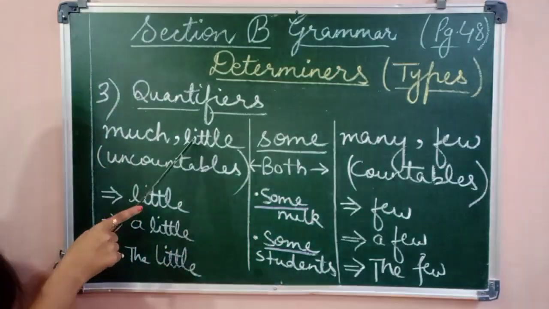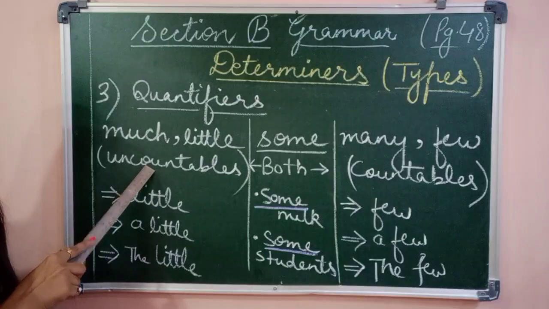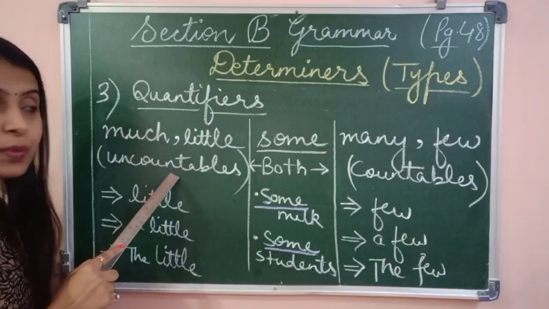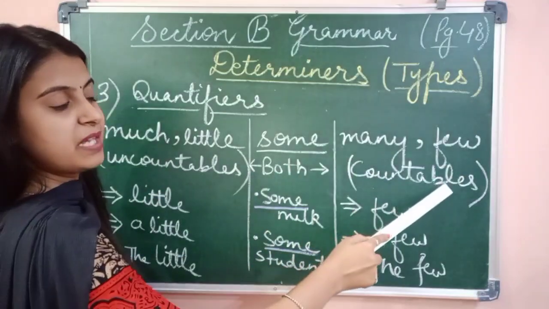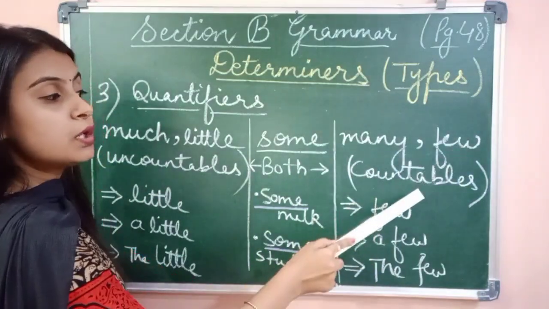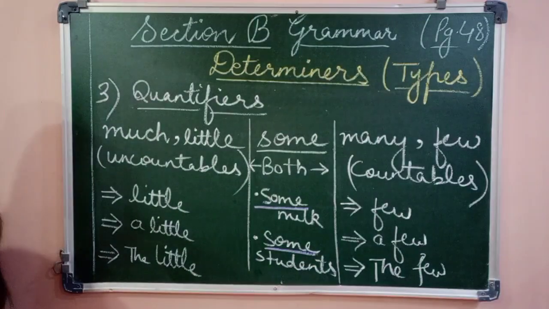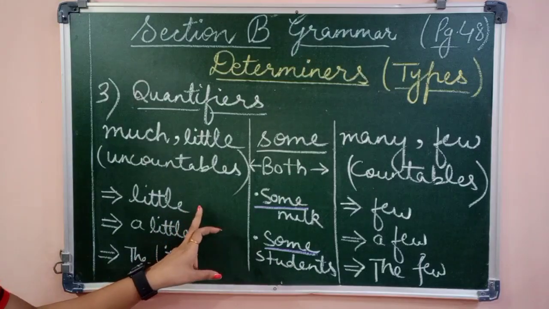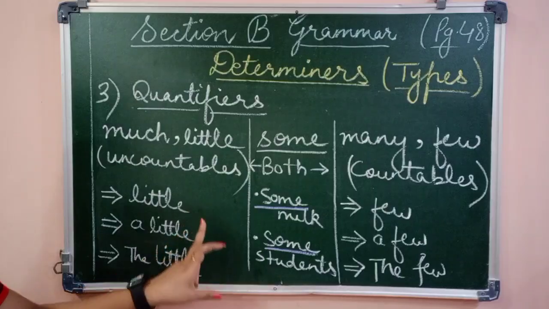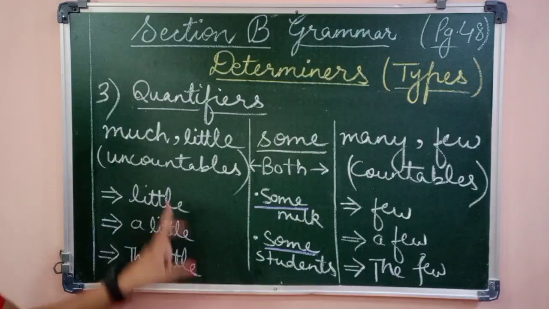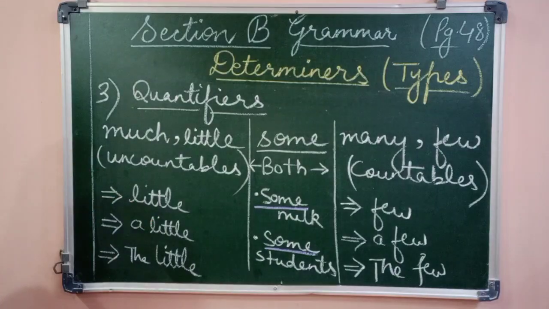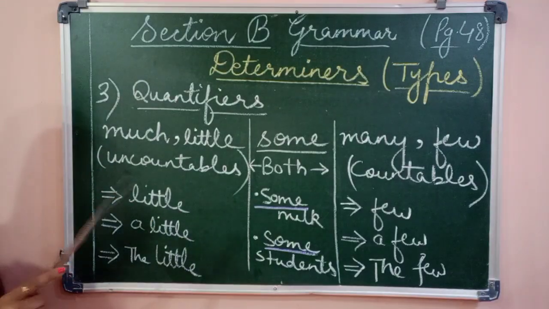Little is also used with uncountable nouns. You cannot say I have little books. You will say I have few books because we use few before the countable nouns. Now children, there is a slight difference between the quantifiers little, a little and the little. All of them are used with uncountable nouns. So what is the difference between little, a little and the little?